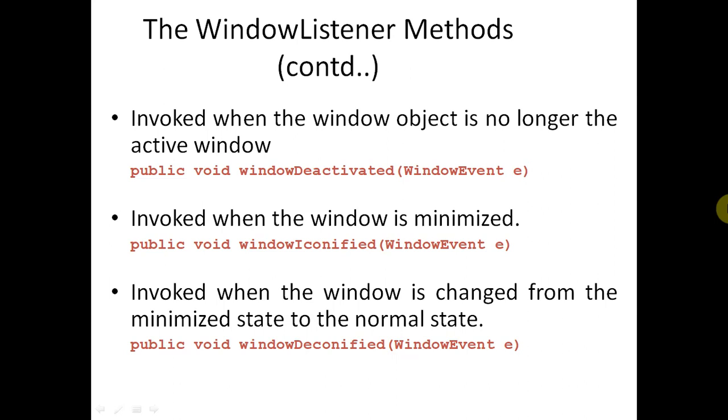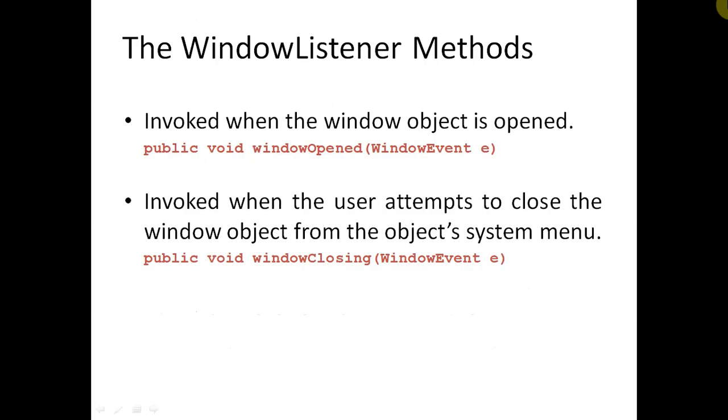And windowIconified is invoked when the window is minimized. In case we have to minimize the window, then public void windowIconified will execute when the window is minimized. And windowDeiconified is invoked when the window is changed from the minimized state to the normal state, so this is the reverse of windowIconified. So we have all these functions, which are used while working on the window, and automatically these functions will be activated.